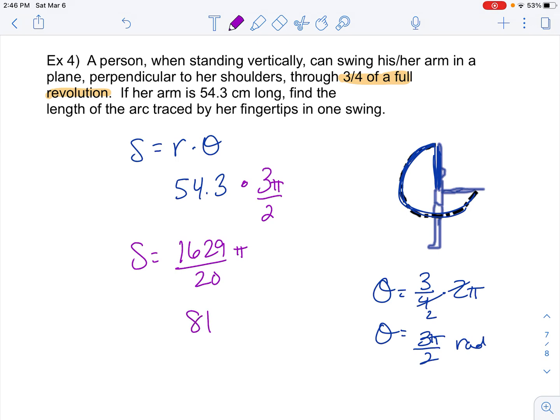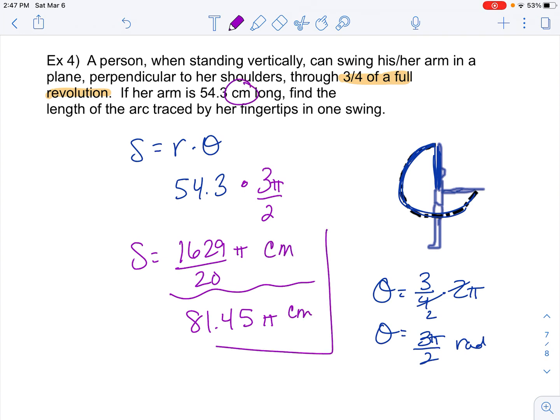Now I could also do 81.45 pi. That would be okay too, because it was a nice decimal. Either one of those answers would be acceptable. Since we're talking about arc length, it's a distance, and our distance was in centimeters, so both of those would have to be labeled centimeters.